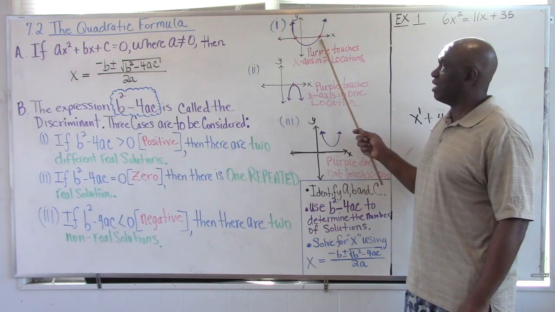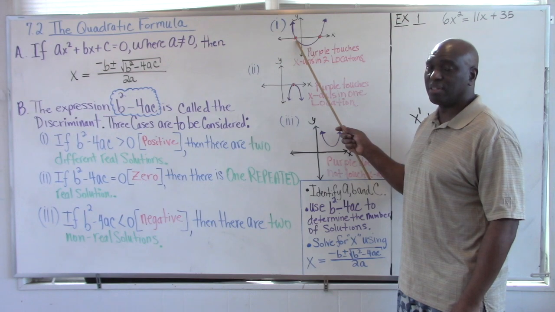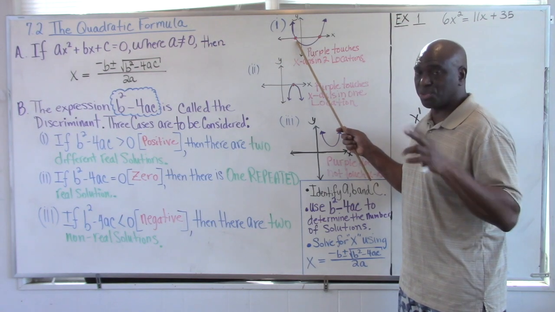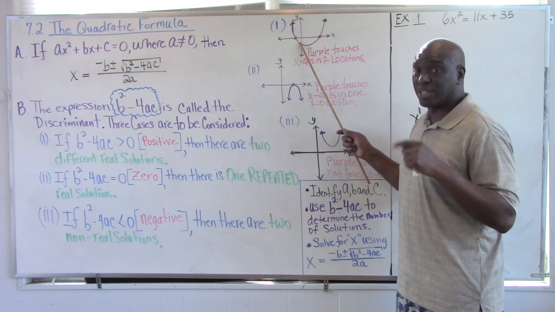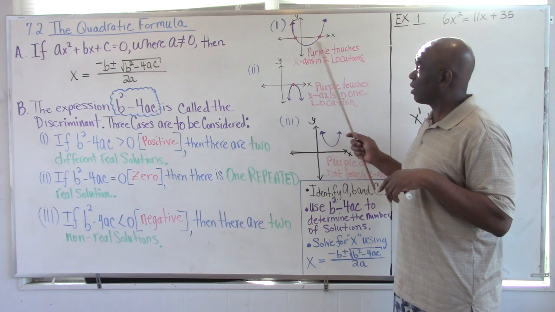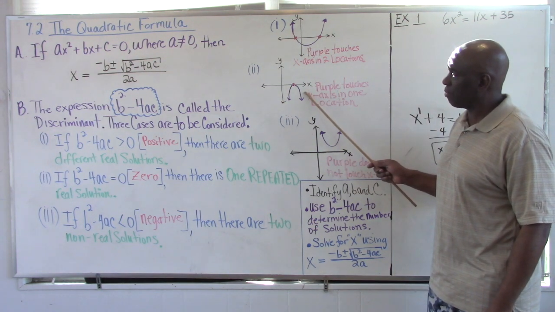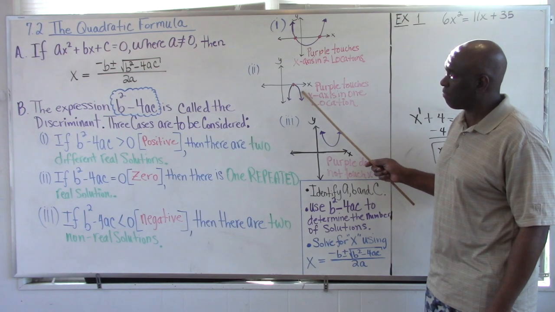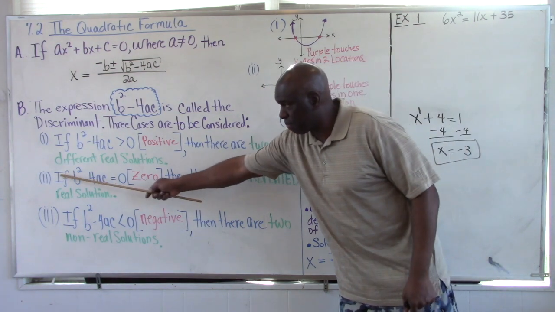This solution could be a positive 5. This solution could be -1. But they're 2 different answers, 2 distinct solutions. Because purple, the graph, touches my coordinate plane, x and y axis, in 2 locations. Well, how about this second graph right here? This second coordinate plane, the second graph. Well, the second graph, number 2, correlates to number 2.